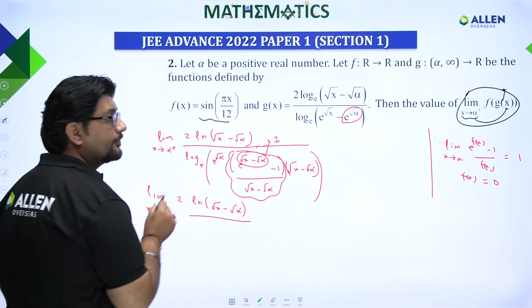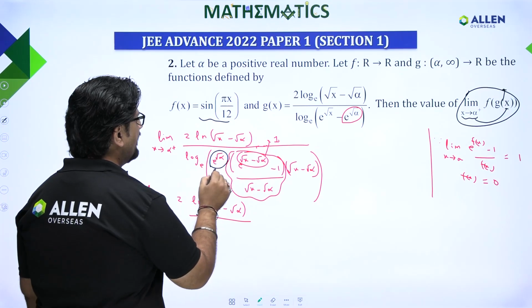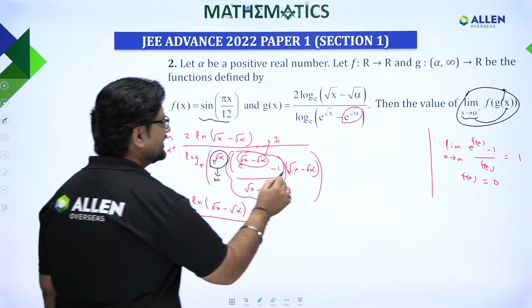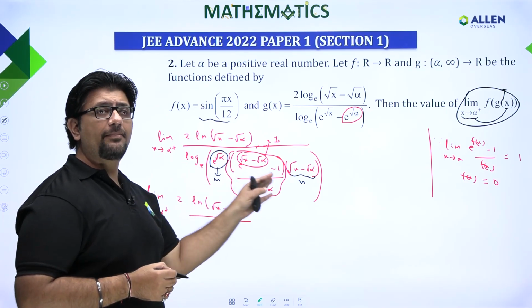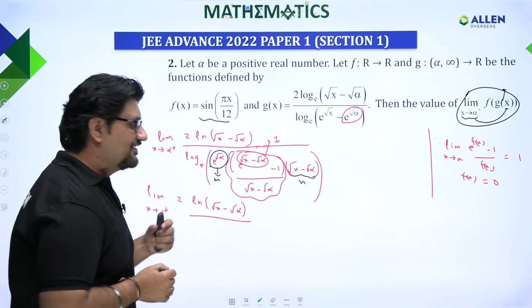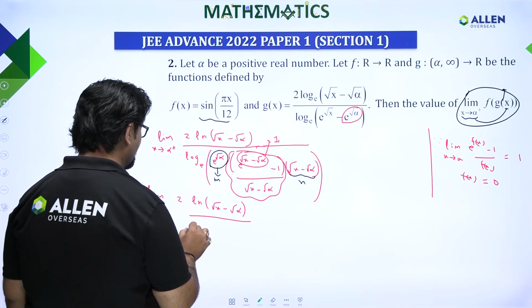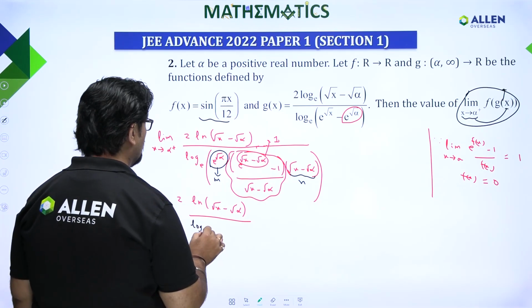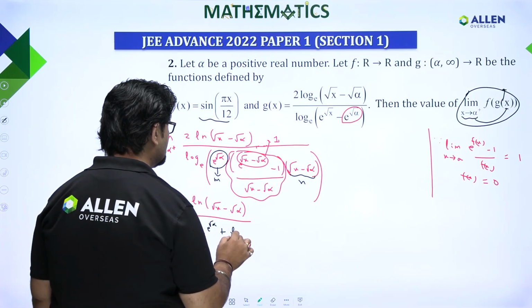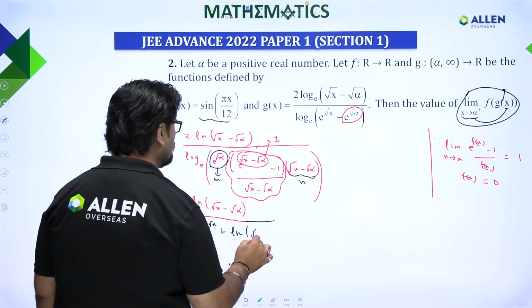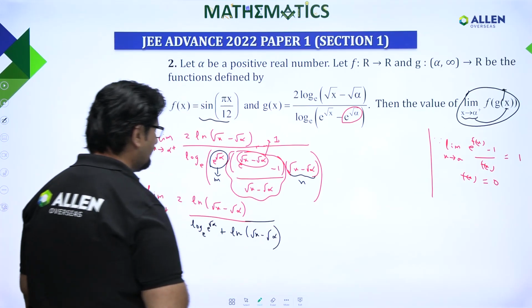I am using the logarithm property as well. Assume e power root alpha is m, and assume this other thing is n. So I am applying the property of log: log mn is log m plus log n. So what I am writing here is, the first term would be log base e of e power root alpha, and the next term will be ln of root x minus root alpha.